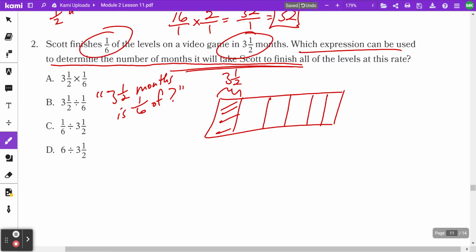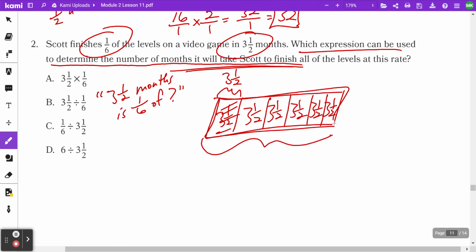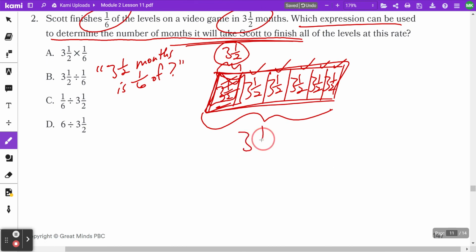There it is. So the question is, if this is 3.5, this is 3.5, 3.5, that's 3.5 months for each level. Now we can find out the exact amount of time. The whole box here represents all levels. This one box represents the 3.5 months it took to complete that one level. It's logical to then assume it's going to take him 3.5 months for all other levels. So what do we have? We have the 3.5 multiplied by the 6 levels.